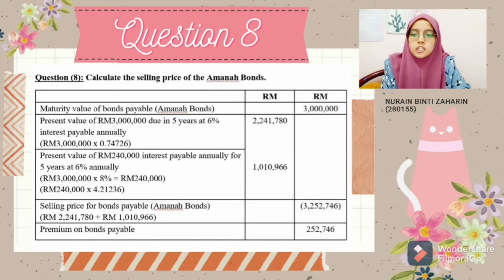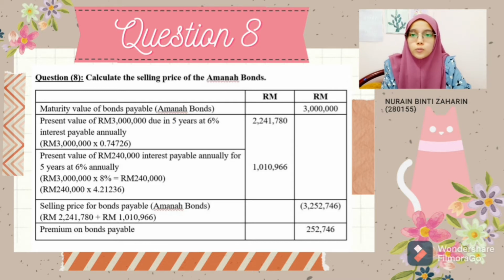Then the next step is we need to identify the present value of 240,000 ringgit interest payable annually for 5 years at 6% annually. This 240,000 ringgit we get after we multiply the maturity value of 3 million ringgit with 8%. Then from this 240,000 ringgit, we need to multiply with 4.21236, which is from the table of present value interest factors for an ordinary annuity of RM1 per period at interest percent for N period, for 5 years at 6% annually.